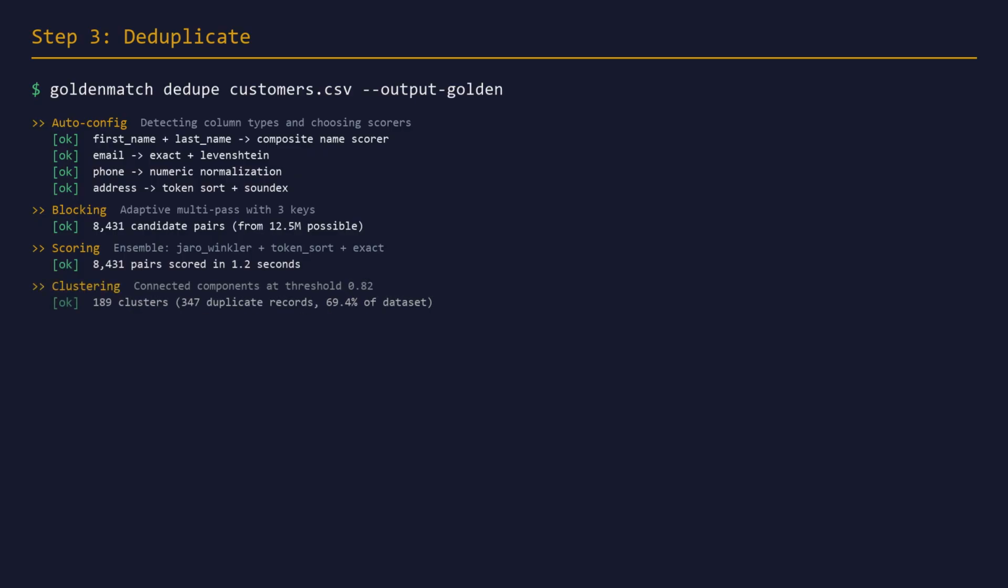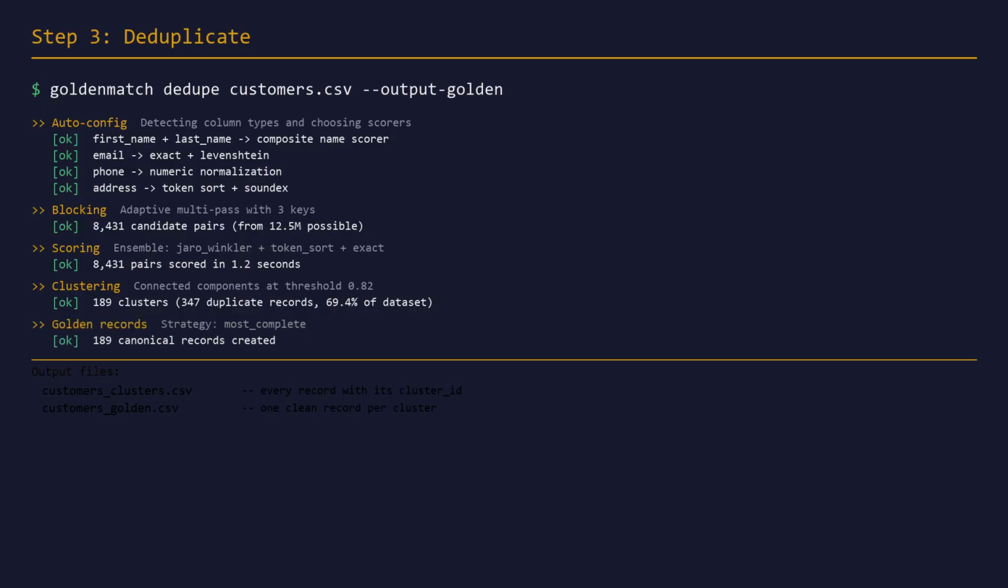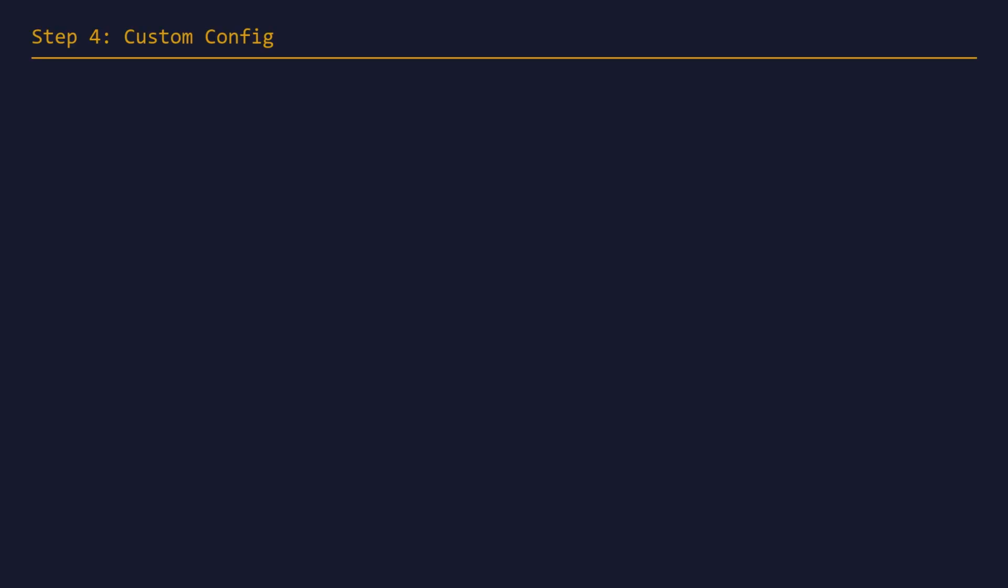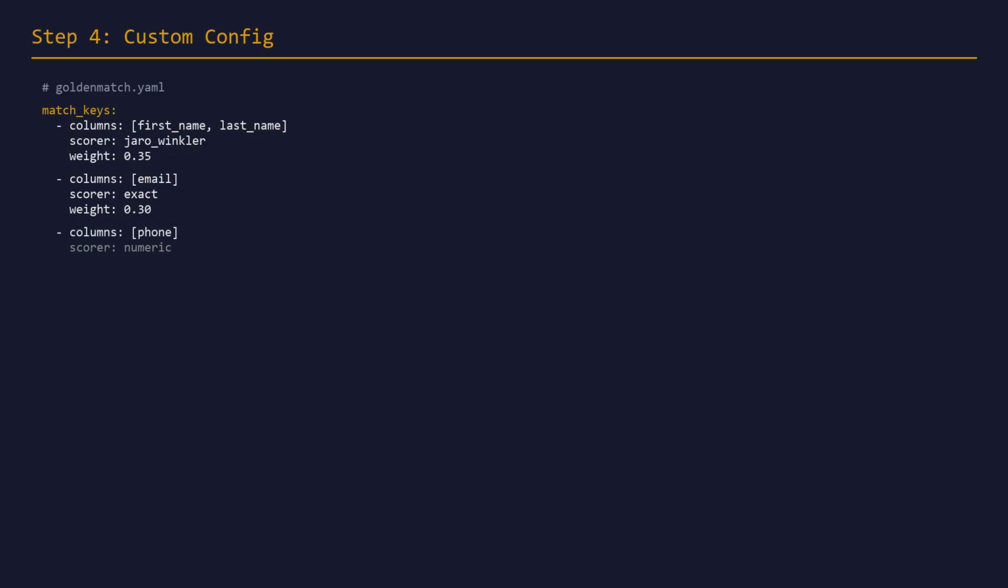per group. For more control, create a YAML config file. You can specify exactly which columns to match, which scoring methods to use, set weights, choose your blocking strategy, and set the match threshold. Then pass the config with the -c flag. This gives you repeatable, version-controlled matching pipelines.